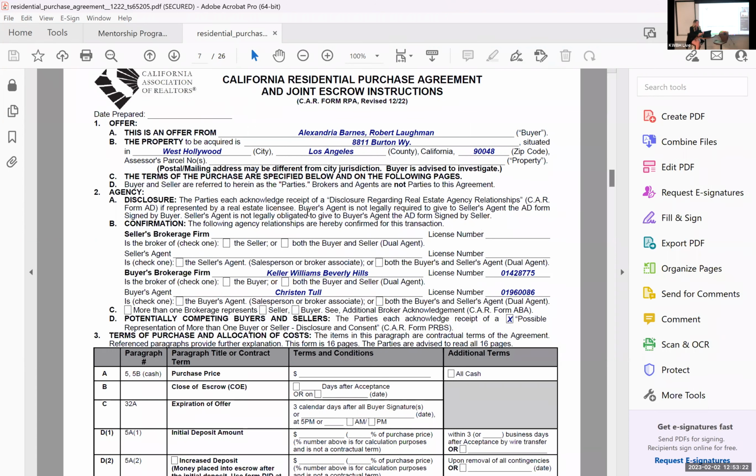Very uncommon, but it happens. So if you don't find one or it's ever in question, just reach out to title and get the right answer. All right. Let's see here.